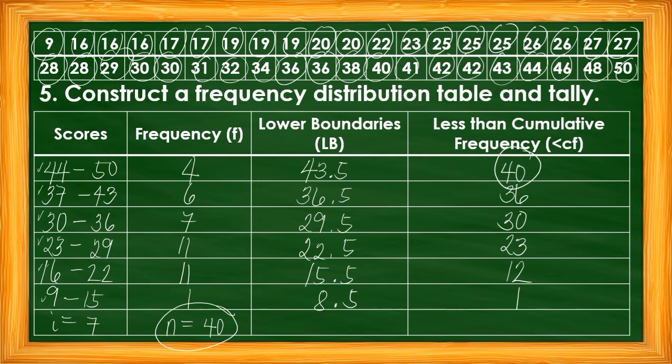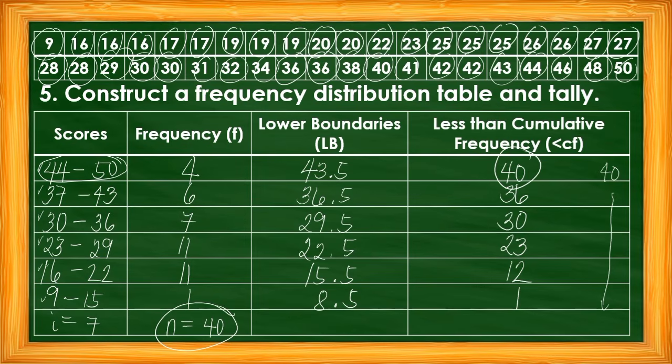And then, minsan, nagkakaroon ng kabaligtaran. Kasi minsan, ang nakasulat na scores natin dito sa 44 to 50, maaring mauna yung pinakamababa, which is 9 to 15. Kapag ganun po, yung ating less than cumulative frequency, nag-i-start po tayo dun sa itaas. Mag-uumpisa tayo sa total, halimbawa 40. Tapos nun, pababa, magsusubtract tayo. So, yun lang po yung ating pag-construct ng frequency distribution table. And then, yung ating pagtatali.